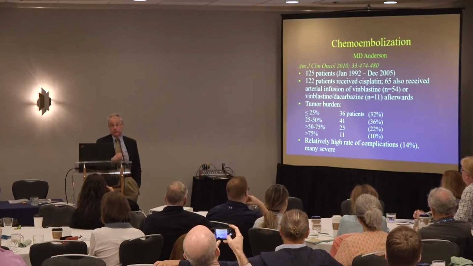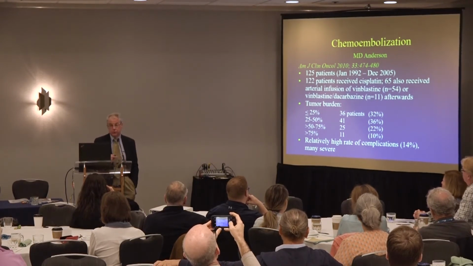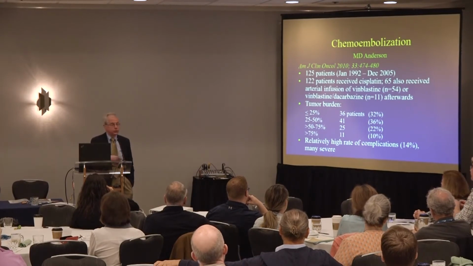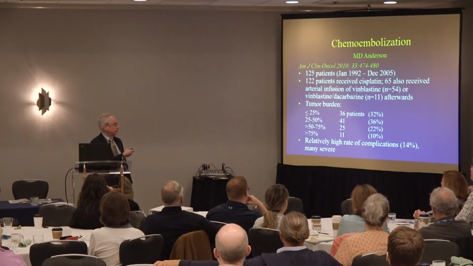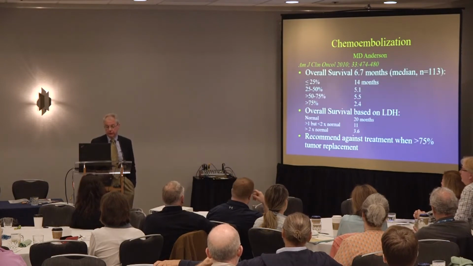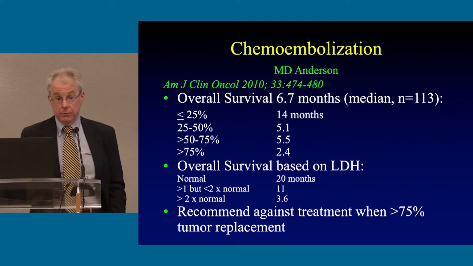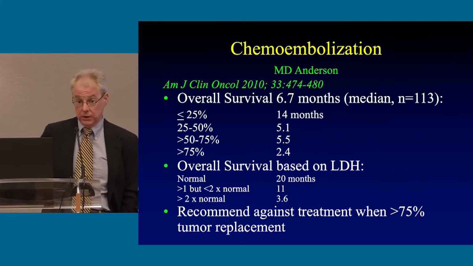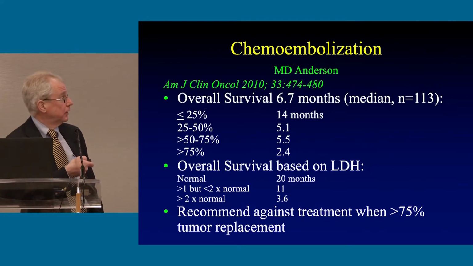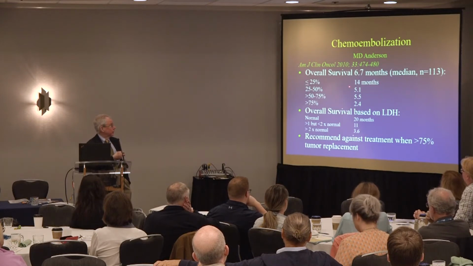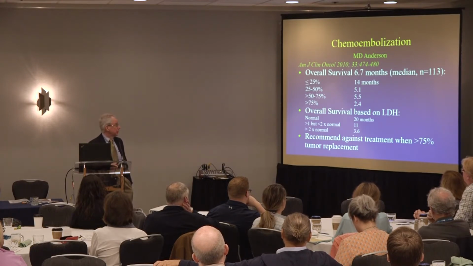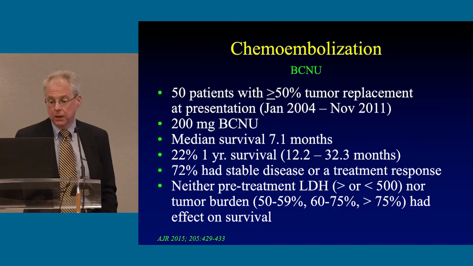This series had a relatively high complication rate, many of which are severe. Much of that was due to the arterial infusion that was given afterwards. And compared to the other treatments I've been showing you, immunoembolization and radioactive microspheres, the survival is pretty dismal, above 25% of the liver replaced with tumor. And again, we're certainly not using chemoembolization as a first-line therapy for patients with limited disease.